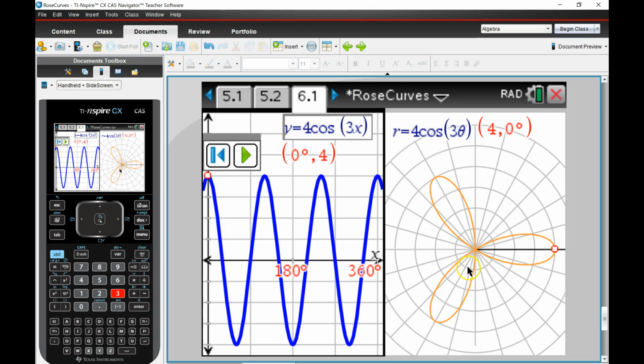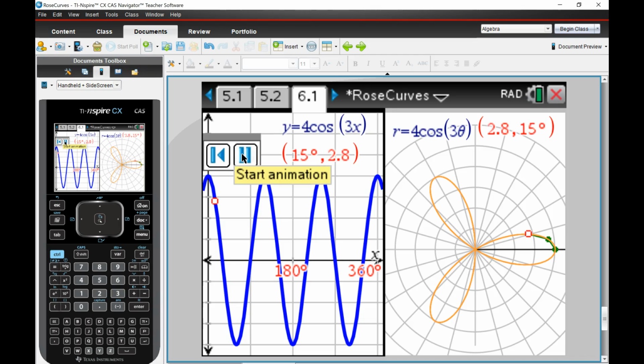So why is it that an odd number gives you the same number of petals, but an even number gives you twice the number? So take a look at what happens. Look at how it traverses the curve.